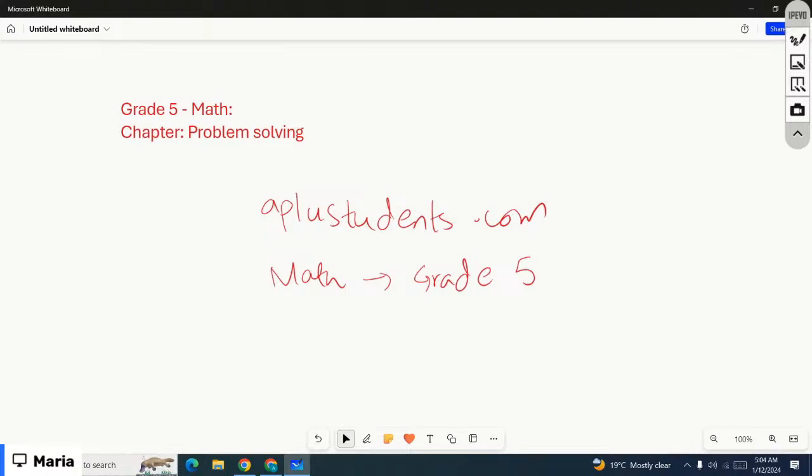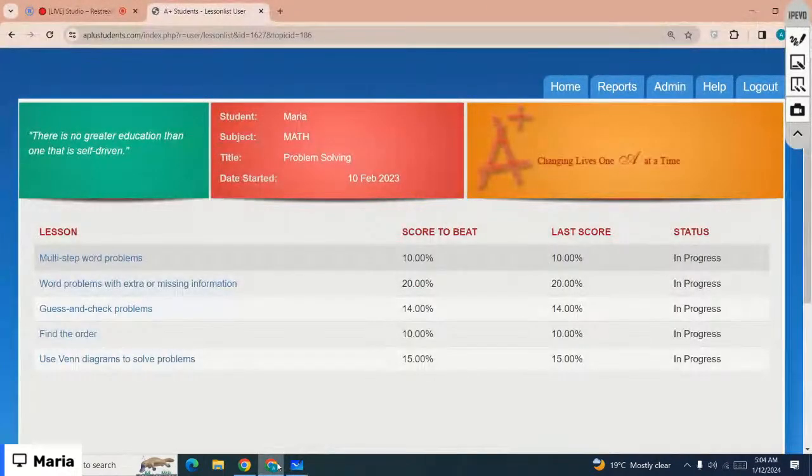We're going to start with the chapter problem solving, right? So please make sure you have your notebook and pencil so that you can note down the important examples and definitions as well. Here I am on the chapter problem solving. Let's start with the first lesson, that is multi-step problem solving.